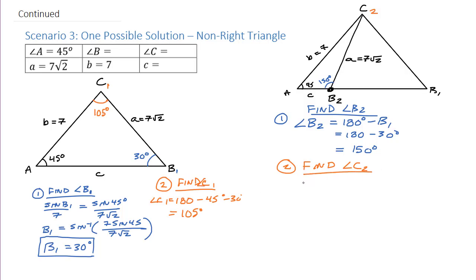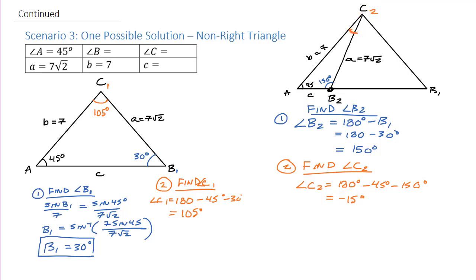Well, we're going to do the same thing. Angle C2 is 180 degrees in a triangle, minus the 45, minus the 150. And right off the bat, we should be realizing, oh wait, we've got a problem. We're getting negative 15 degrees for C2, right here, this angle. Well, that's impossible. You can't have a negative angle.